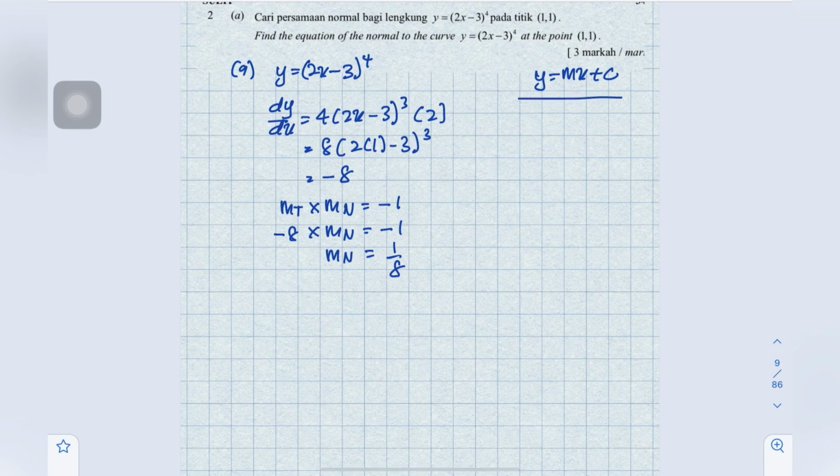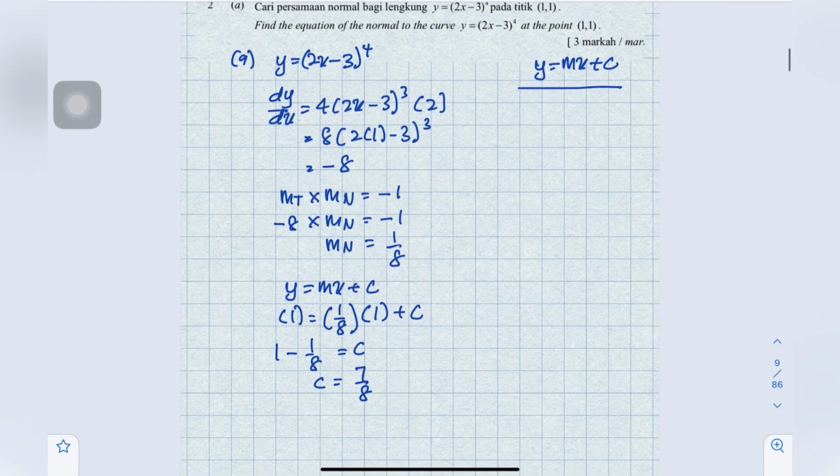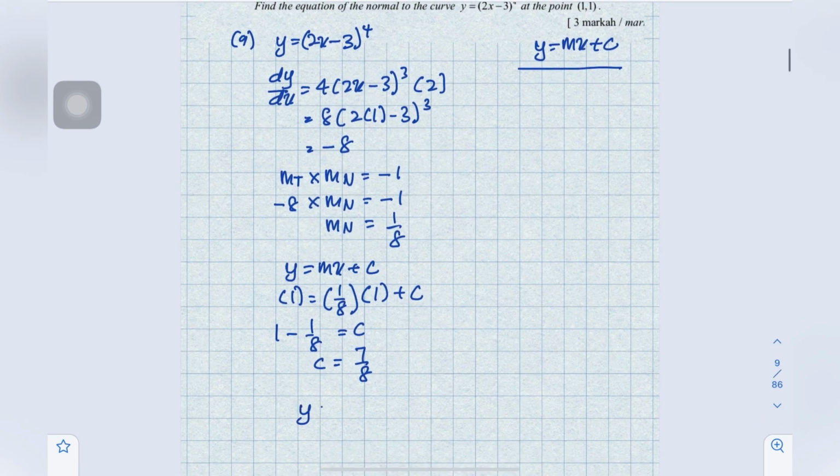Okay, substitute into y equals to mx plus c. Okay, y equals to mx plus c. So coordinate y is 1. m is 1 over 8. Coordinate x is 1, plus c. So c is 1 minus 1 over 8. So we get c equals to 7 over 8. Okay, so therefore equation of normal is y equals to 1 over 8 x plus 7 over 8.